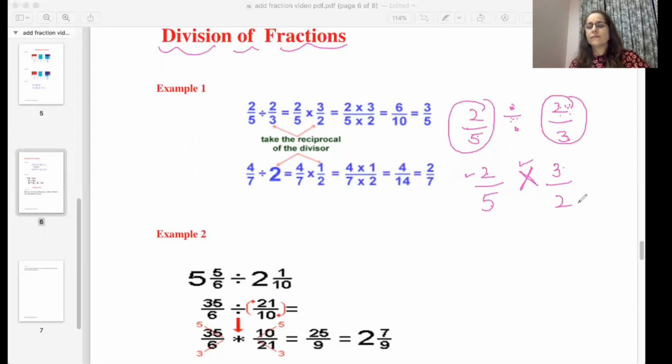The next step: now we can cancel the terms if it is possible. 2 is cancelled by 2. So 3 by 5 is left.